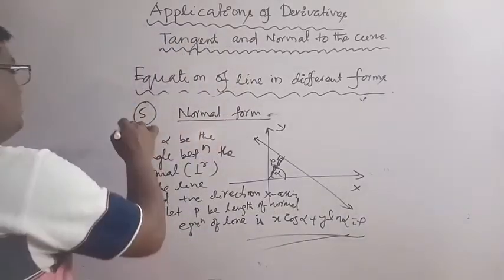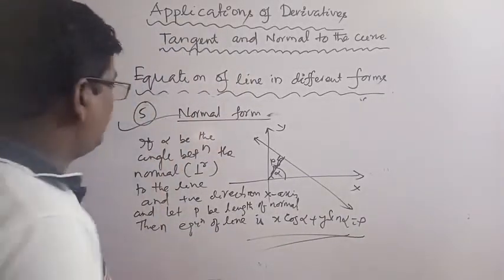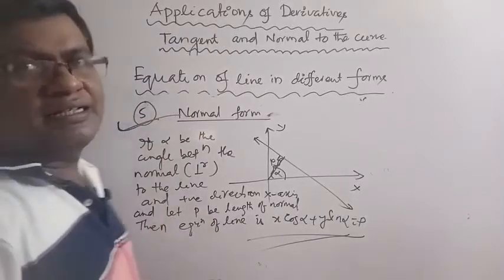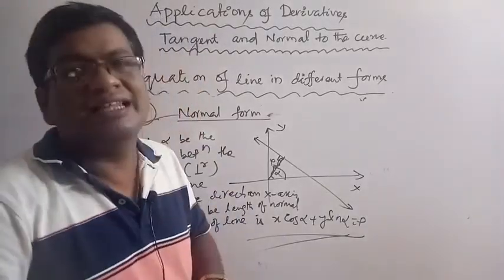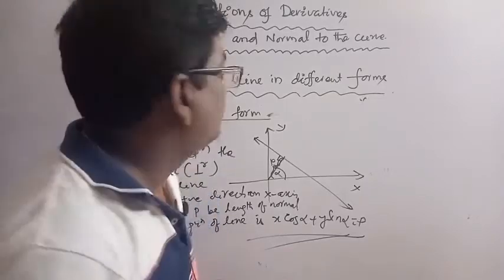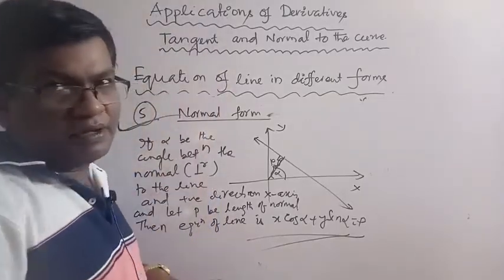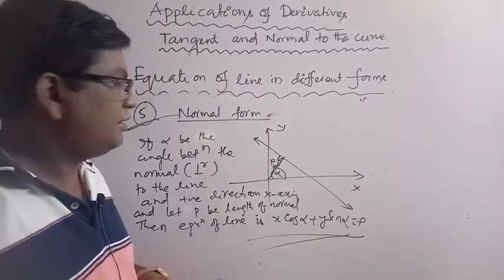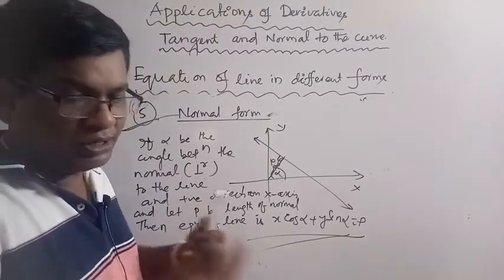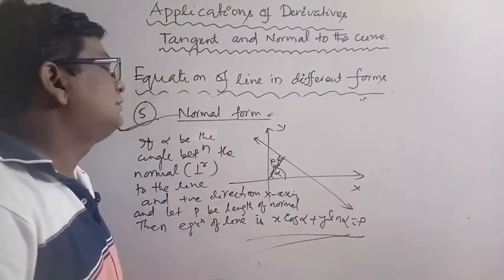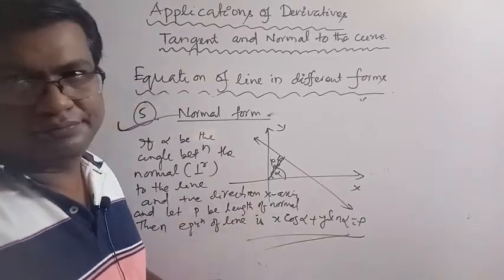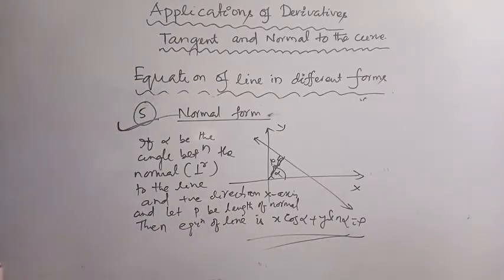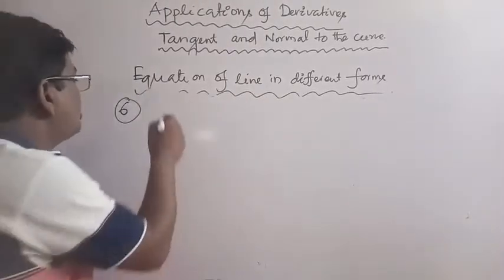This is rarely applicable in tangent and normal. But the last one is also important, it is required to solve the problems of tangent and normal using derivative. The last one is the general form of the line.